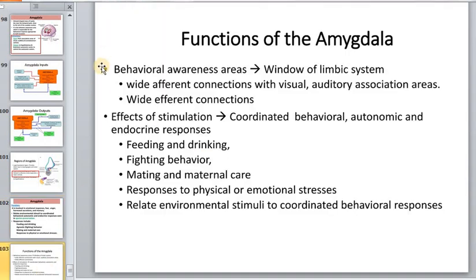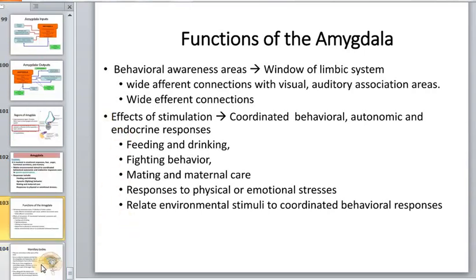And in general, one more function slide, behavioral: wide efferent connections with visual and auditory association areas, and effects of stimulation to coordinate behavior, autonomic and endocrine responses. And here we see this one more time.